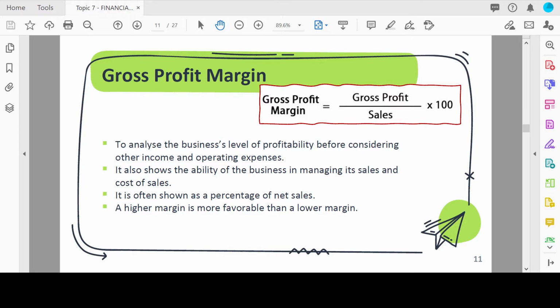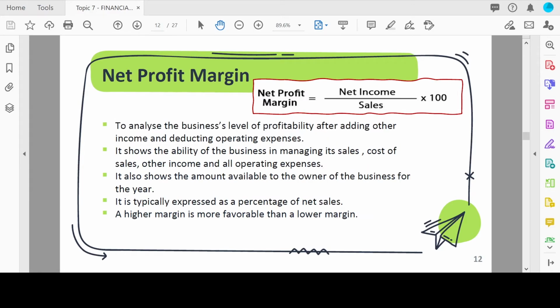A higher margin is more favorable than a lower margin, because you have to remember that gross profit margin is before you deduct the operating expenses. So if possible, we need to have a higher gross profit margin to make sure that we can cover other operating expenses. Next is net profit margin. Net profit margin is equal to net profit divided by sales times 100. This is to analyze the business level of profitability after we add other income and also after we deduct the operating expenses.